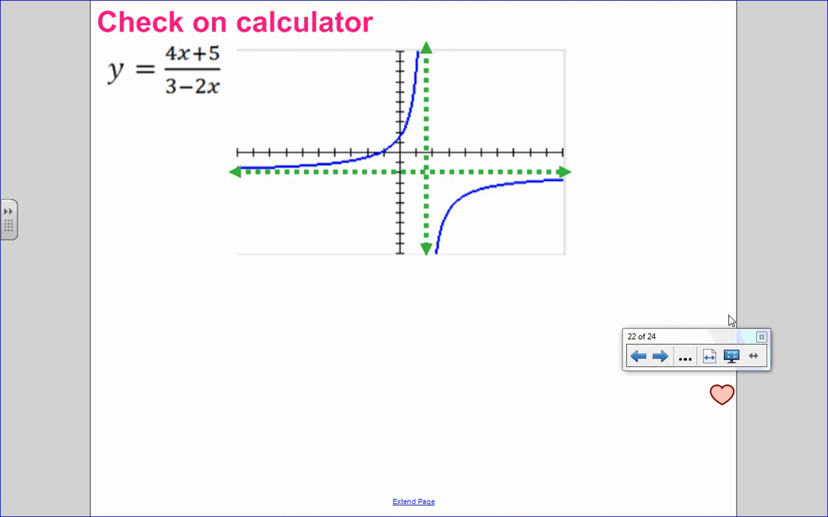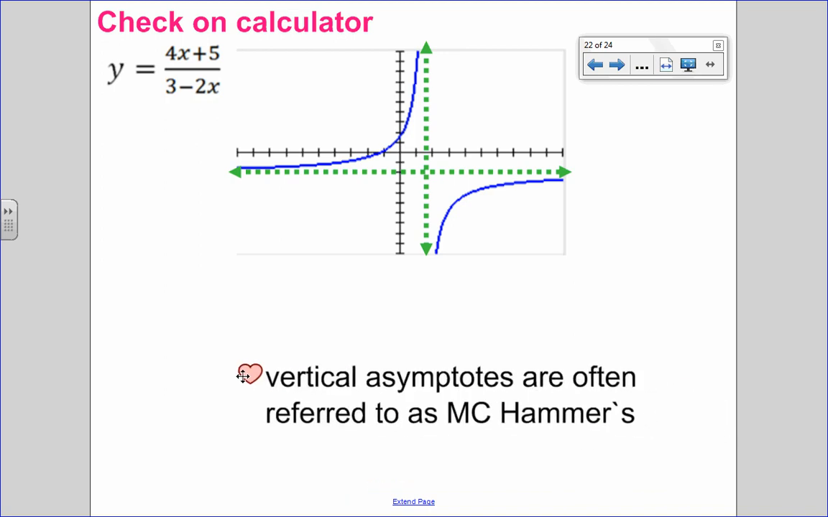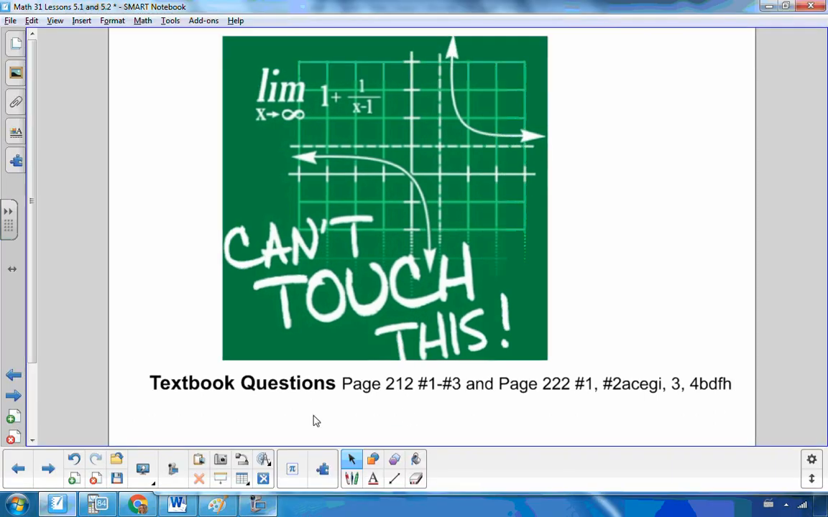Okay, so that's pretty much what I wanted to cover in terms of vertical and horizontal asymptotes. I have a little hint for you: vertical asymptotes are often referred to as MC Hammers. So remember, vertical asymptotes can't touch this, because it's based on a restriction. You can see your homework questions that you want to do, and the next lesson I will do is slant asymptotes.